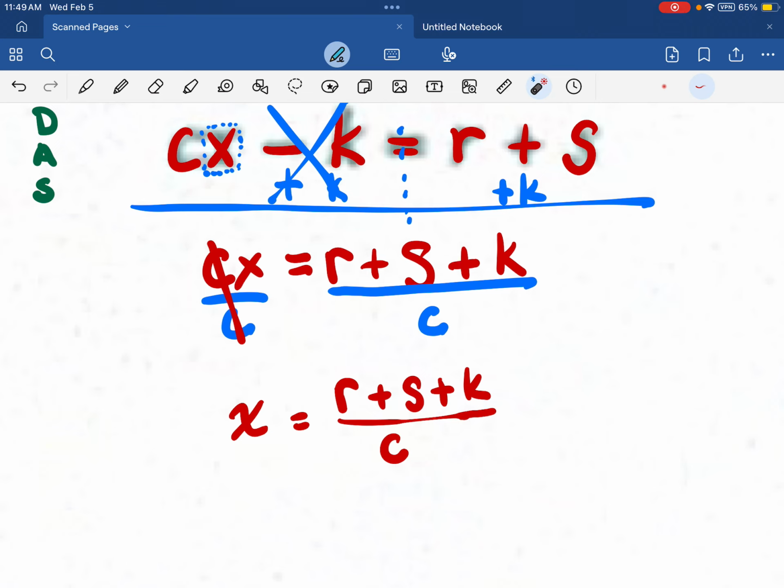That's what I want to know. If the X is by itself, then we are good to go. And it doesn't matter what's on this side and how terrifying it looks. Okay? We're good. We're chilling. We're happy. Go team.